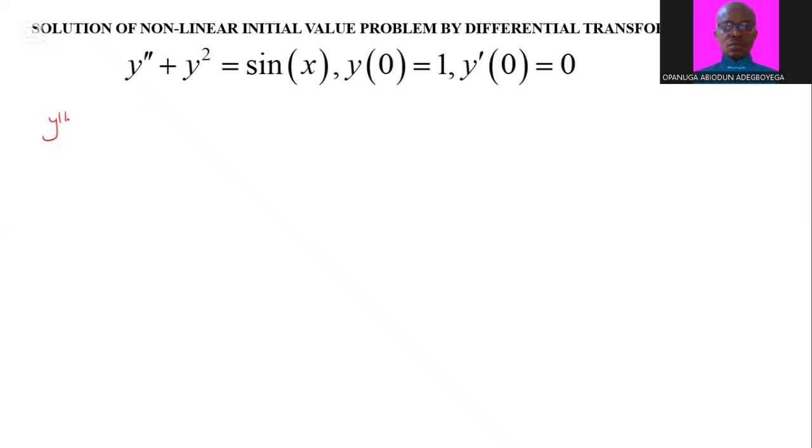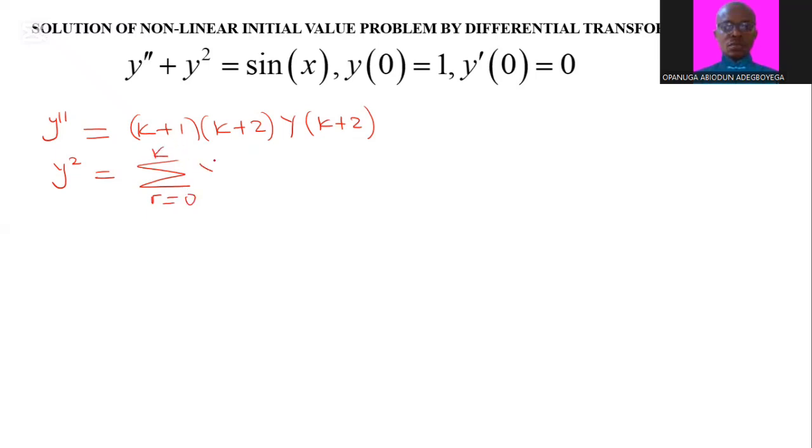So we begin with a second order derivative, which is transformed as (k+1)(k+2)Y(k+2), and y squared is transformed as the summation of r from 0 to k, Y(r) Y(k-r), and the trig function, which is sine.